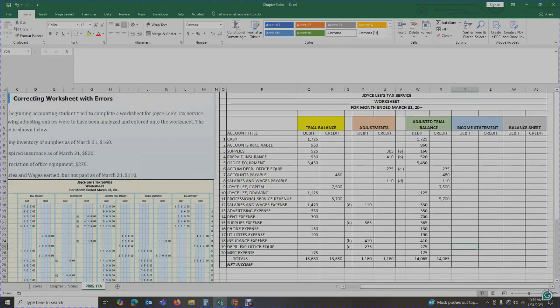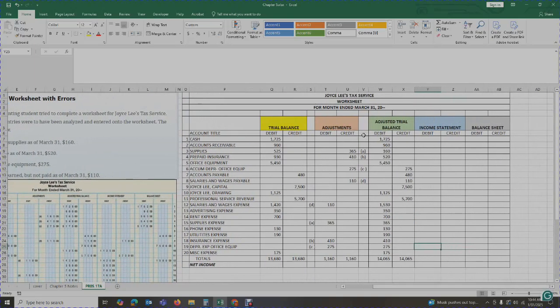Now from this point forward, it's a piece of cake. Okay, we've already done all of the difficult work, which is calculate your adjusted trial balance. Remember, your adjusted trial balance is your trial balance minus your adjustments. That gives you your adjusted trial balance. Now, let's recall, what do we put on an income statement? There's two things. Number one, we put our revenues. Number two, we put our expenses.